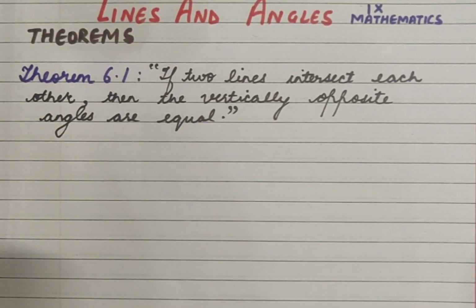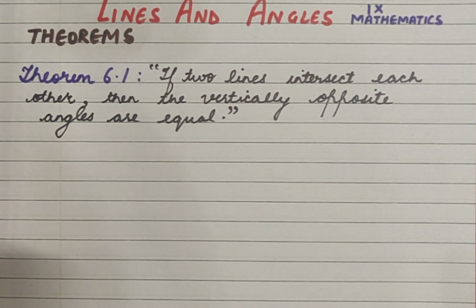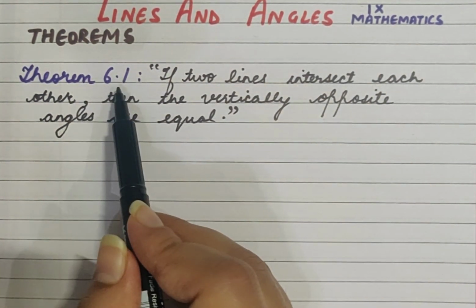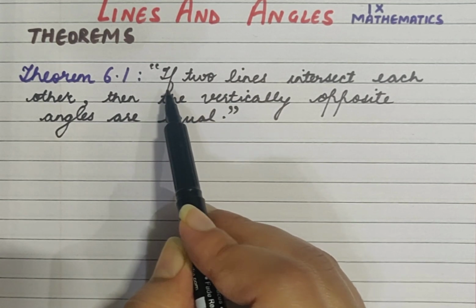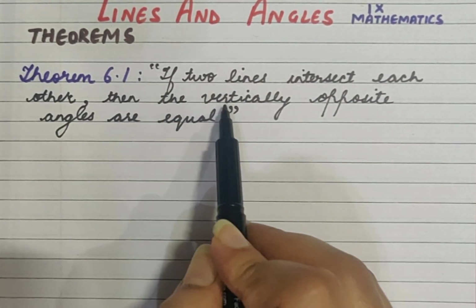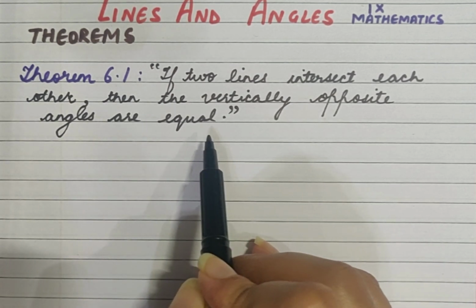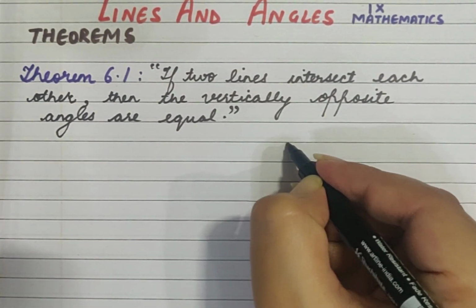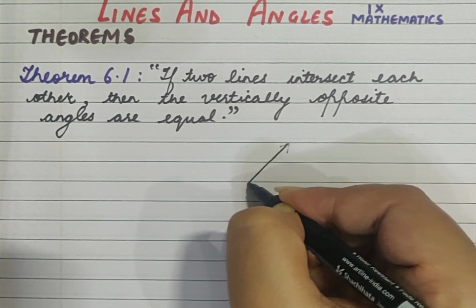Hello students, we have already discussed what are theorems. Theorems are the statements which have a proof to them, or the statements which have been already proved are known as theorems. Now let's consider theorem 6.1. It states that if two lines intersect each other, then the vertically opposite angles are equal. Let's draw a diagram for this.